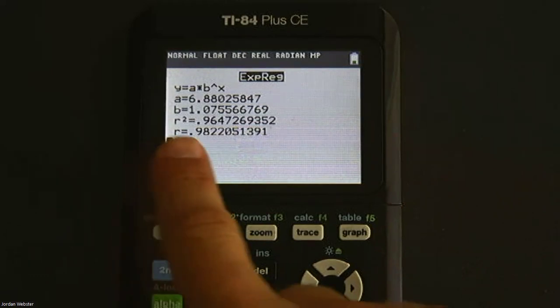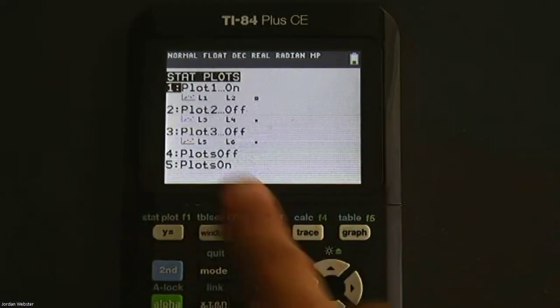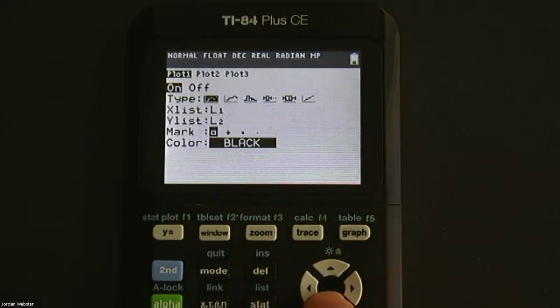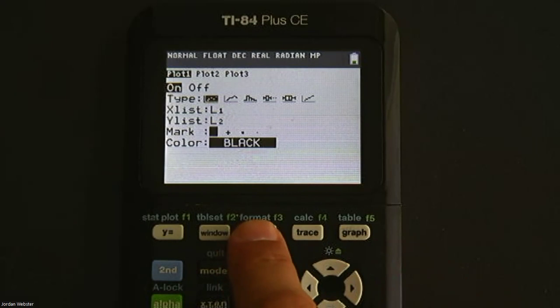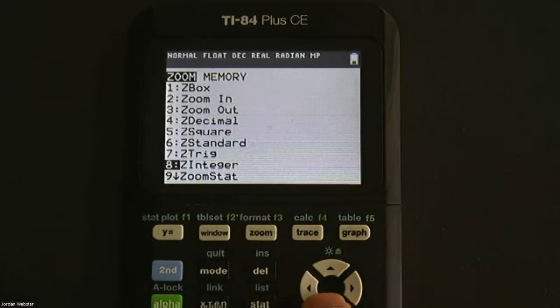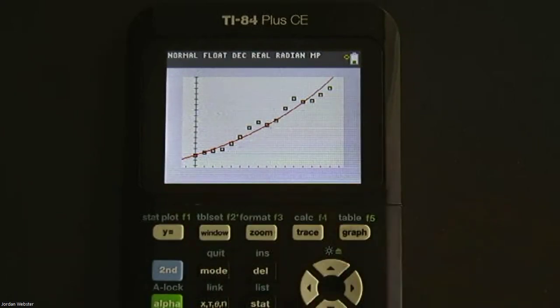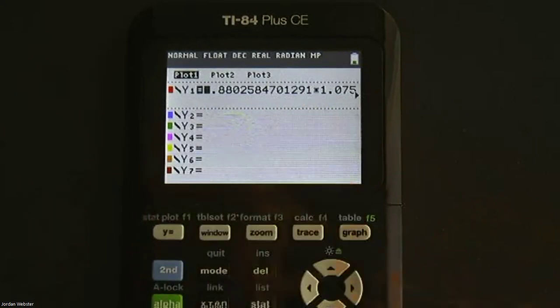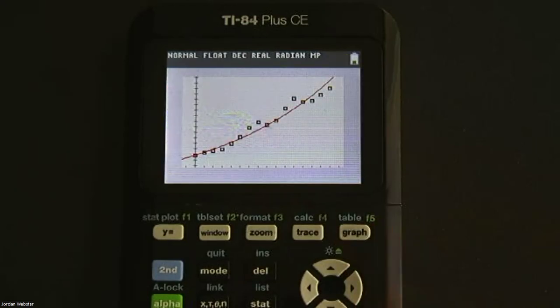If you wanted to, you could graph this out by making sure you turn on a scatter plot with your X list as L1, your Y list as L2, and then whatever marks you want to use. I'll use these box marks. And now if you hit zoom stat, which is zoom number 9, then it'll plot out a scatter plot for all your data points. And because we stored in Y1 the regression equation, when we look at the graph, it'll show the fit of that equation to the given data in a scatter plot. So you can also do that as well.